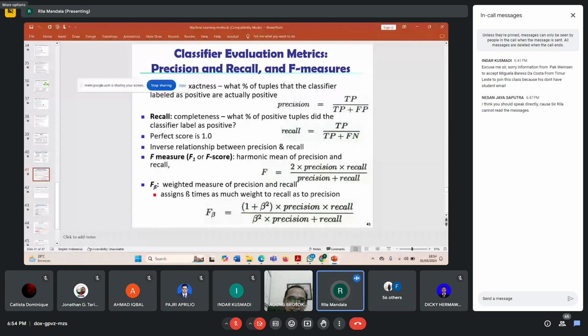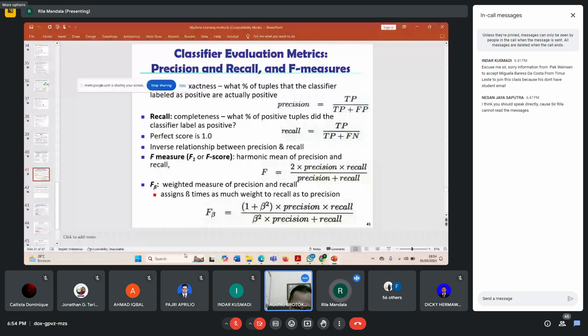But F measures, yeah, you can use the F measures. Wait a minute, the search engine that you ask, the result is ranked or not? Do you have a ranking? Yes, sir. Ranking. If you have the ranking, then you have to take into consideration the ranking.